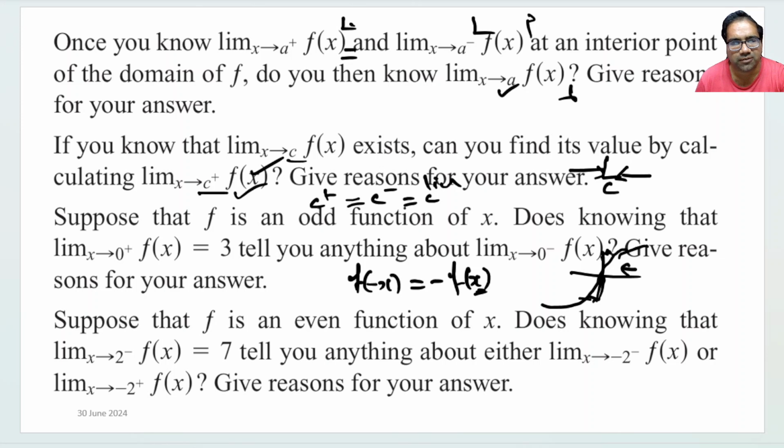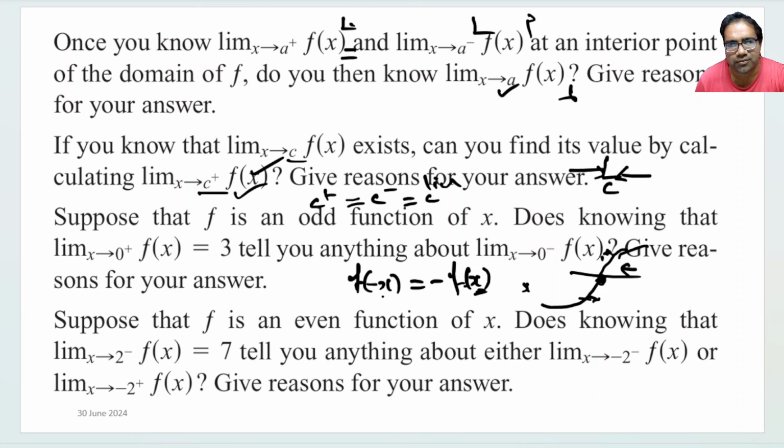f of minus x should be equal to minus of f of x. Now, if 0 is in the domain, then f of x has to be 0 for it to be an odd function. But in this case, 0 is not even in the domain. That's why it is like this.